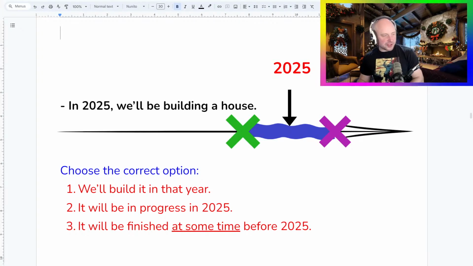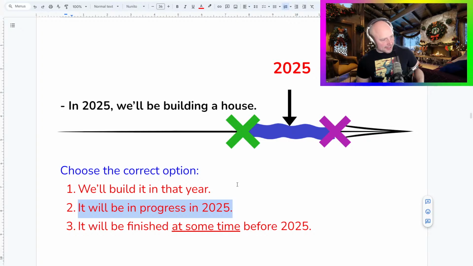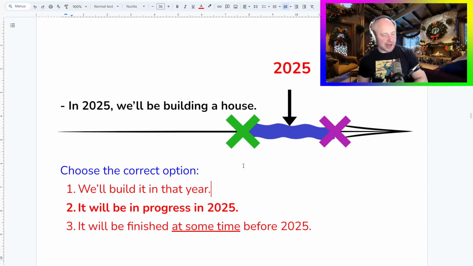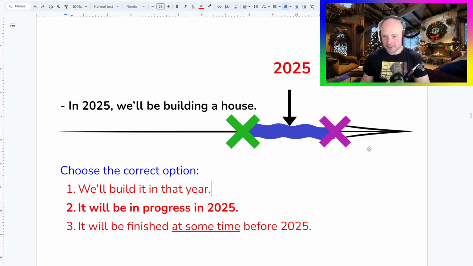So a lot of people going for 2 this time, and you are right. It will be in progress in 2025. That's the future continuous. Well done.